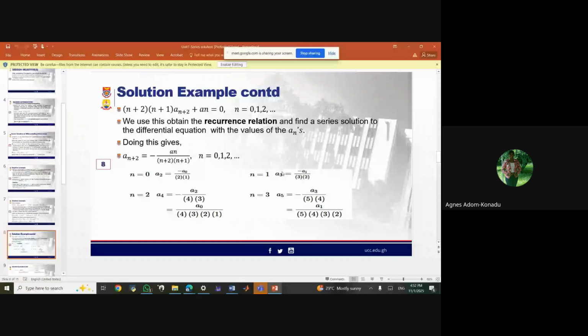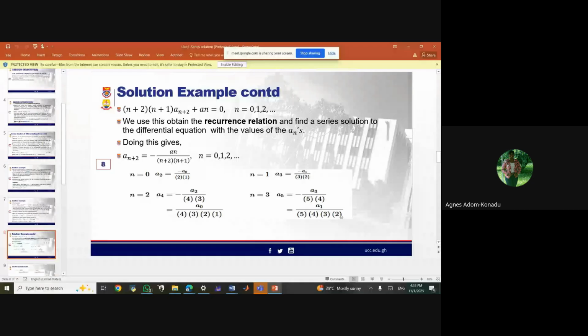Okay, so my a5, when n equal to 3, is a3 plus 2, which is 5. And this will be minus a sub 3 divided by 3 plus 2, which is 5, and then 3 plus 1 is 4. So I have 5 and then 4. But I have an expression for a sub 3, I hope you are following. So in place of a sub 3, I will just substitute this. And this will be a1 divided by 5, 4, 3, 2.